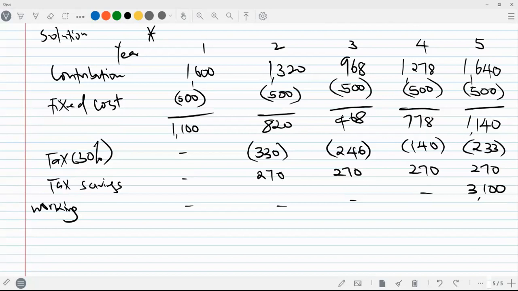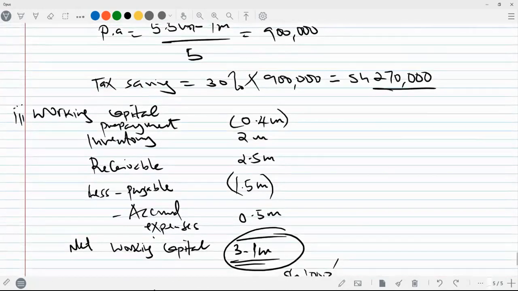Sharon: Kindly, I didn't understand the calculation of the working capital, what you've done up there. Working capital is simply current assets minus current liabilities. Therefore, we get the current assets, inventory, receivable, prepayment, minus current liabilities, which are payable and accrued expenses. That's what I've done.